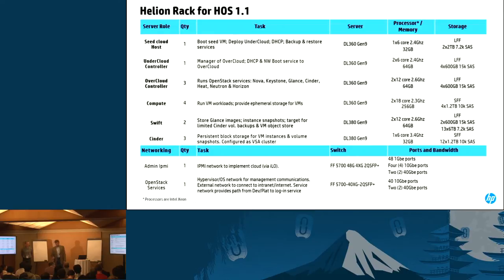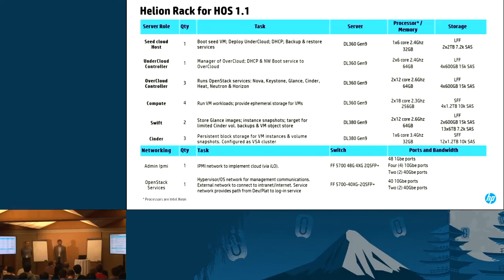A good rule of thumb here is when you look at the ratio of your ephemeral storage to your memory, you want about a 10-to-1 ratio, which is what we have here. We got 256 gigs of memory and roughly 2.4 terabytes of storage because these are also RAID 10.